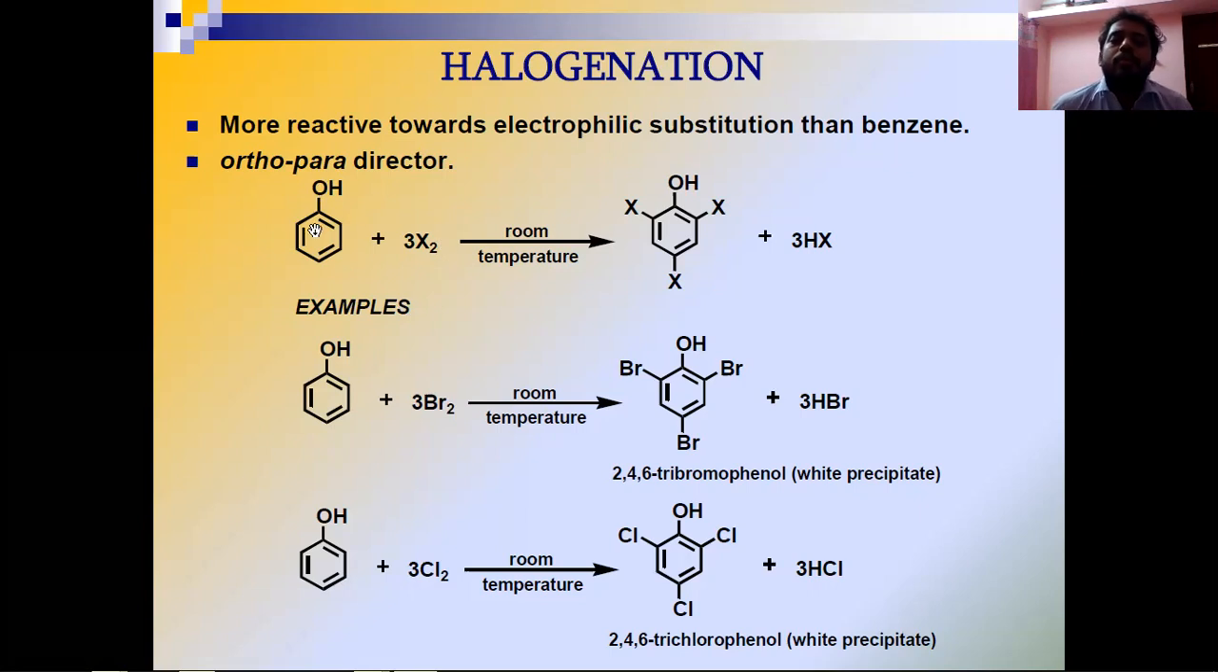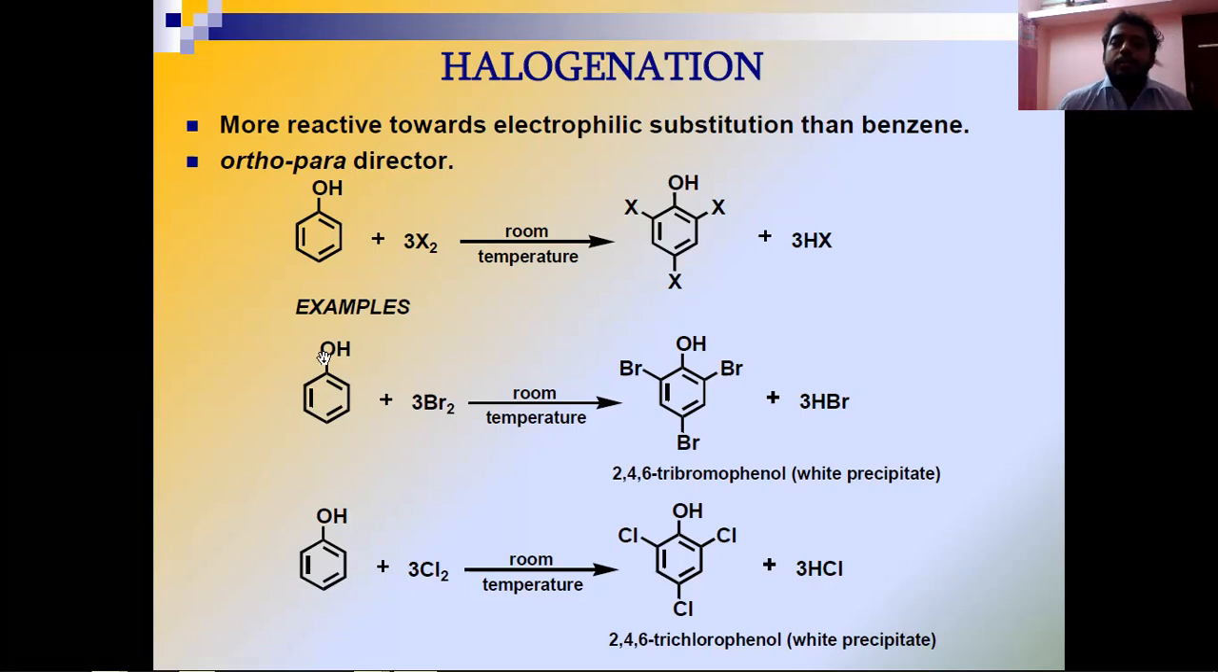The reaction is phenol reacts with 3 moles of halogen molecule, dihalide molecule, at room temperature to form a tri-substituted product. OH is an ortho para director. So the hydrogens present in the ortho positions and para position will react with the X2 molecule, leading to elimination of 3 hydrogen halides, and the halogen will be attached to the eliminated proton's position.